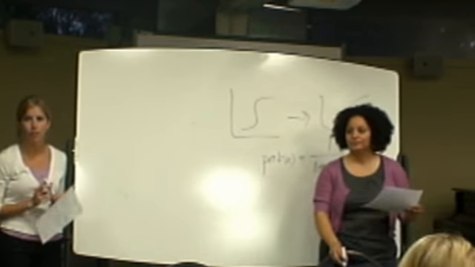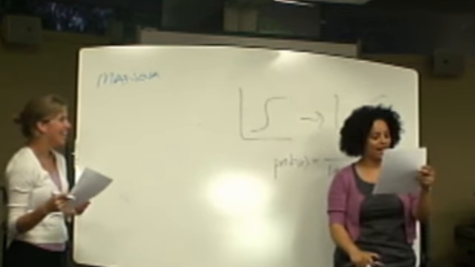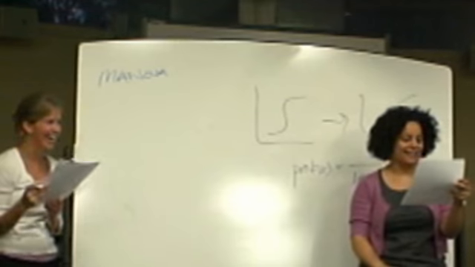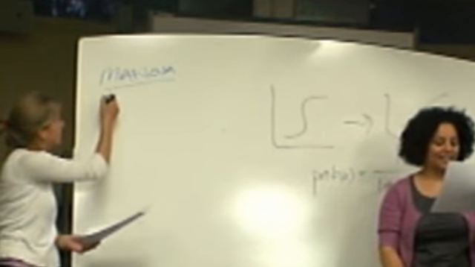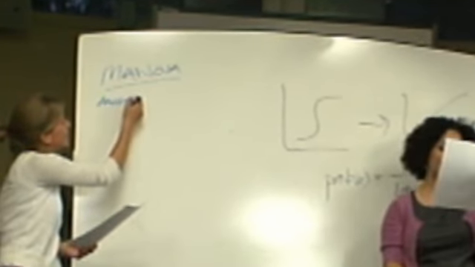So last is MANOVA. We have our assumptions again. Normality. Independence of observation. So you have linearity between the DVs. That sounds weird to me. So you want the DVs to be related? Yes, you do. So correlation, but not too related. You don't want them to be perfect. You want it to be in the middle.